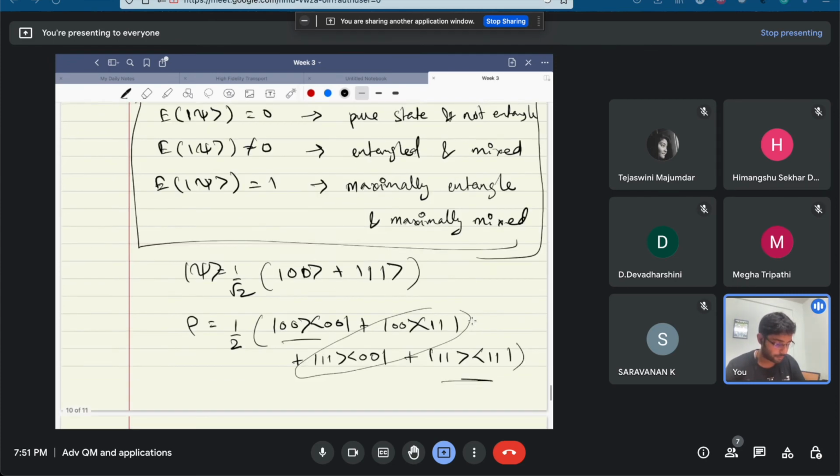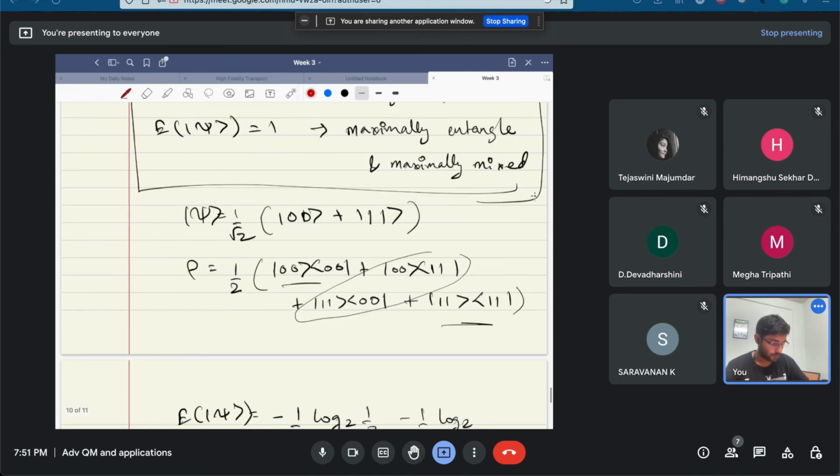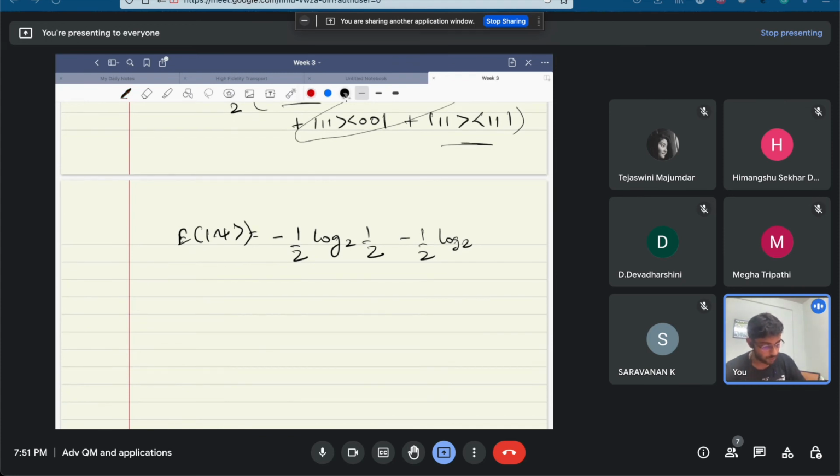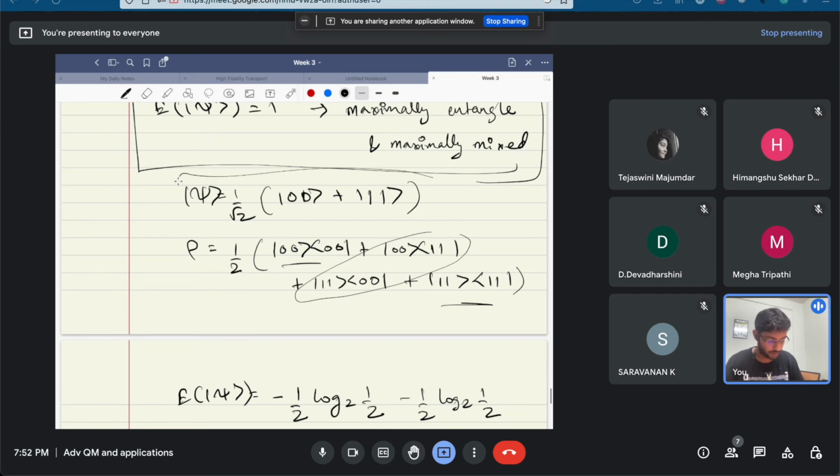Here is one important part I missed. This n corresponds to the number of qubits that you consider, that's the dimension of the system, you could say. Here we have only 2 qubits, so we take 2. These two terms are the same, so the halves add up, the minus sign comes in, and log 2 of half gives you a 1. So this is an example of a maximally entangled state that we just looked at.